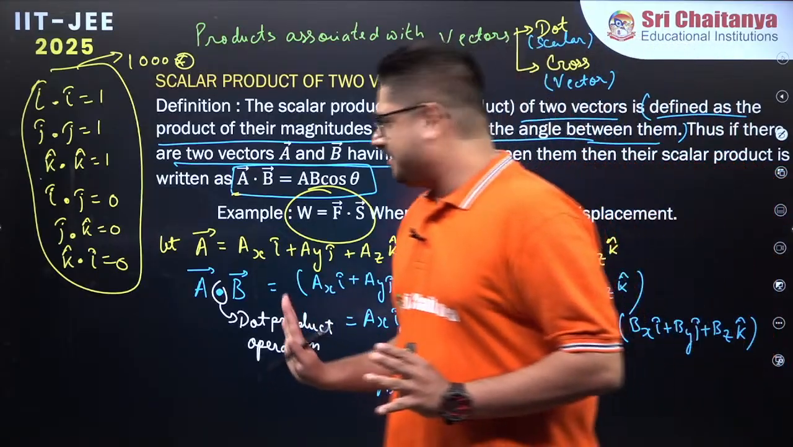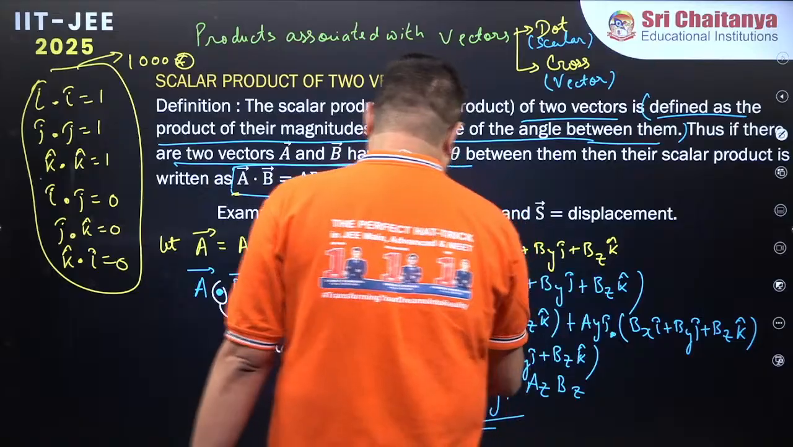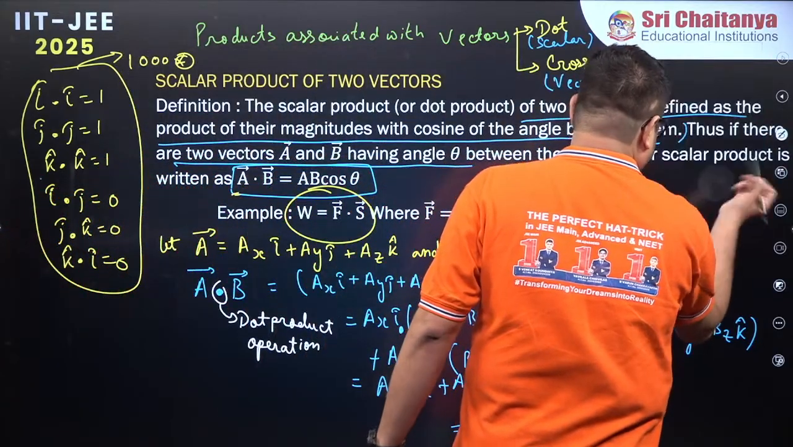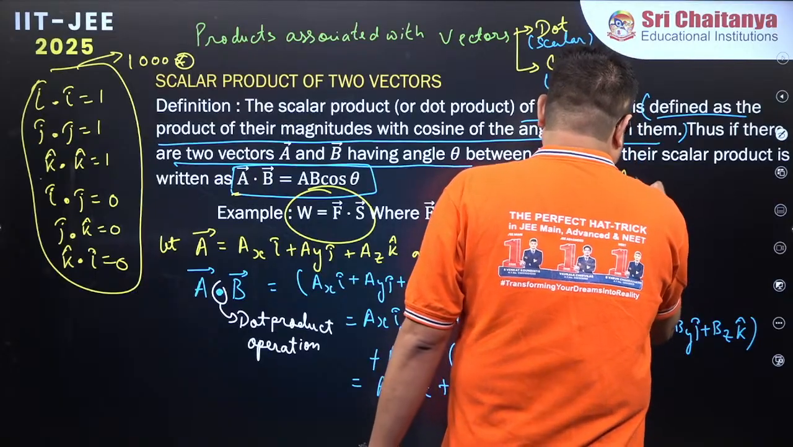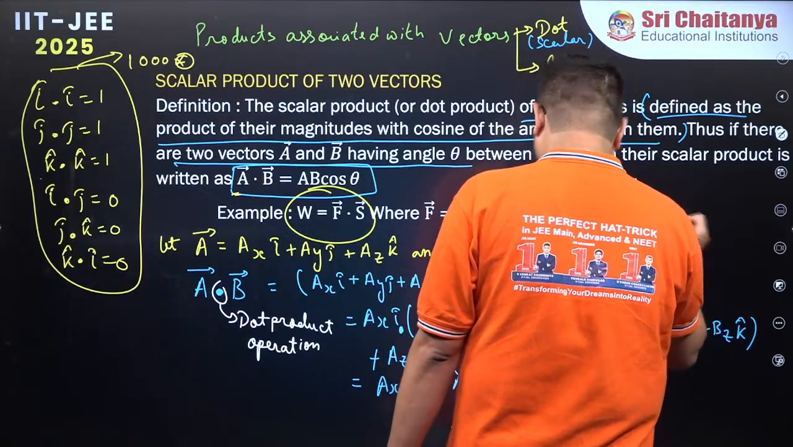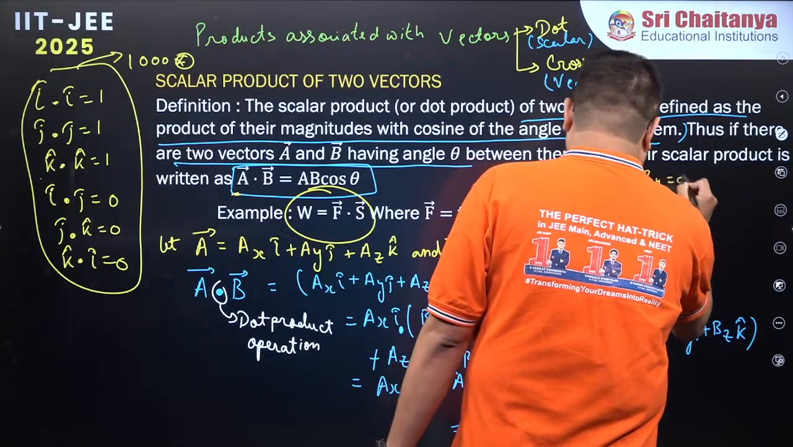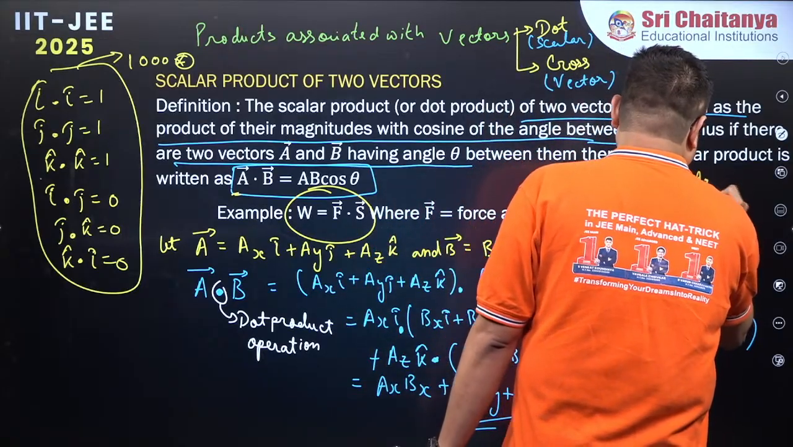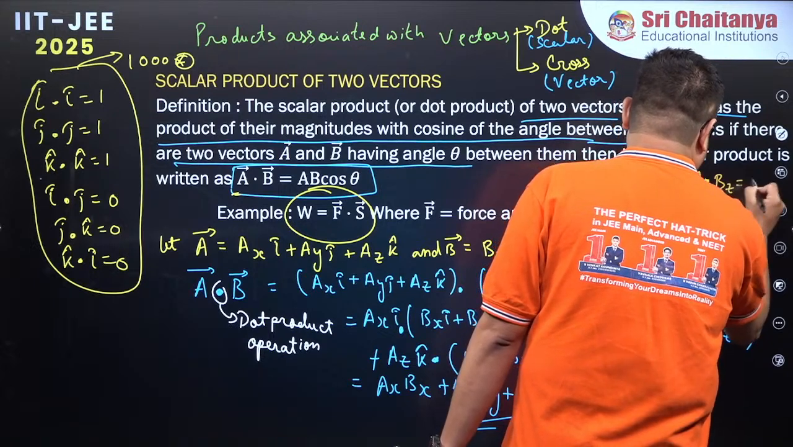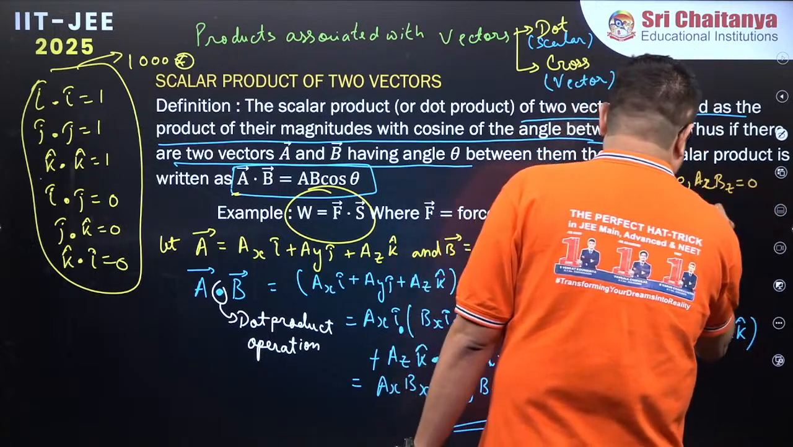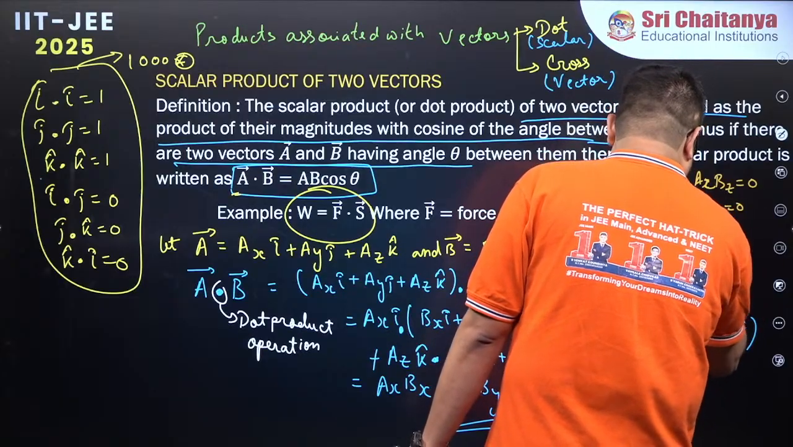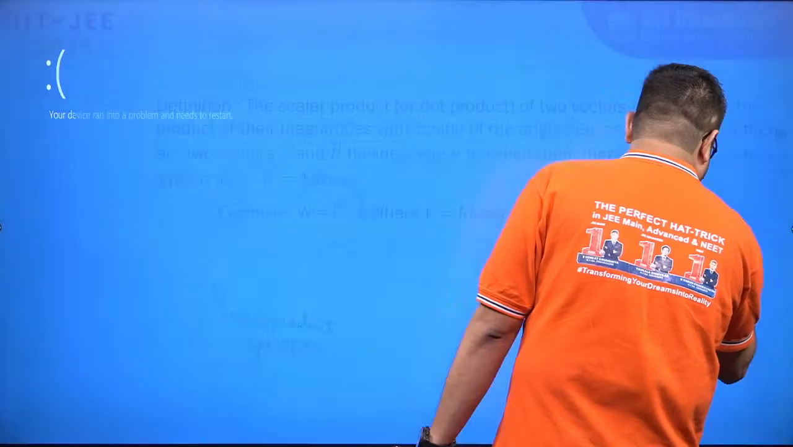Nothing else, isn't it? What I am trying to say is, because you know that these values, for example ax by is 0, then ax bz, that is also 0. Similarly, you can say ay bx is 0. Similarly, you can say that ay bz is 0, isn't it?